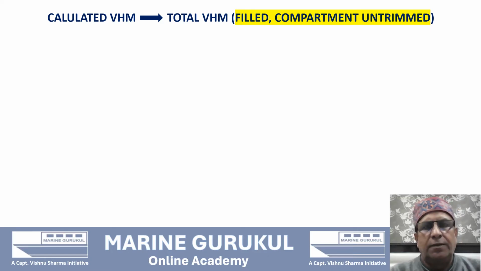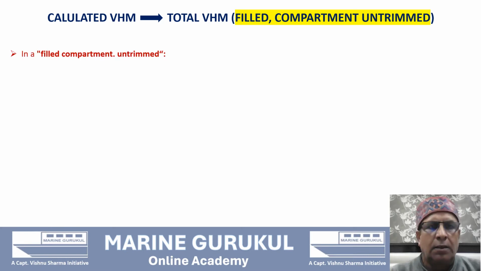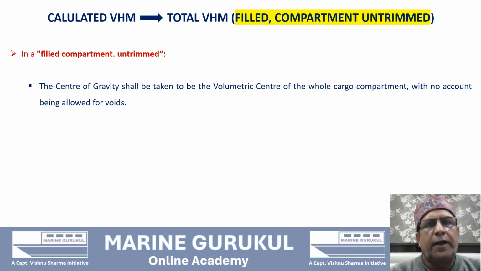How do we deal with filled compartment untrimmed, which was again defined in video 1? In a filled compartment untrimmed, the center of gravity shall be taken at the volumetric center of the whole cargo compartment, and there is no account being allowed for any void. So that means there is no relaxation. If your compartment is filled but untrimmed, then the center of gravity of that cargo will always have to be taken at the centroid of the space.